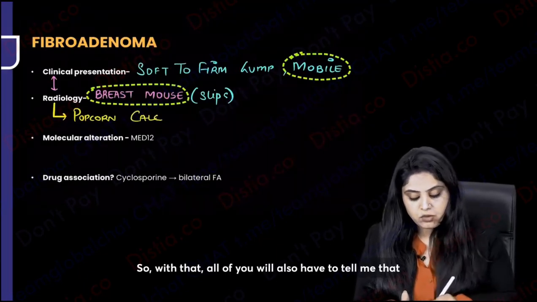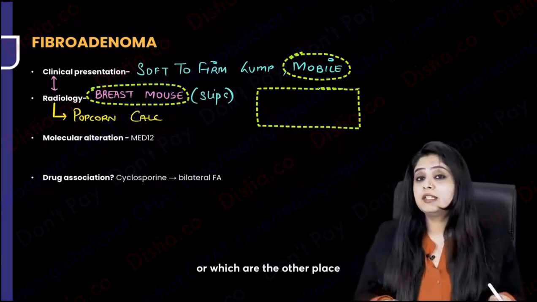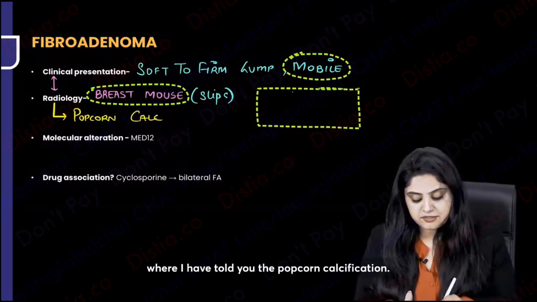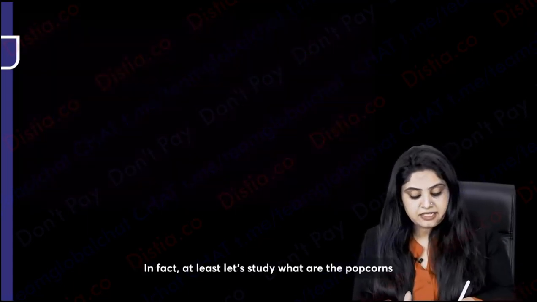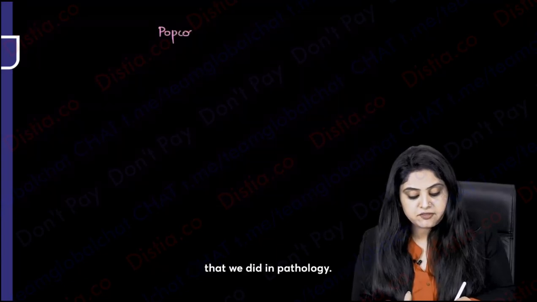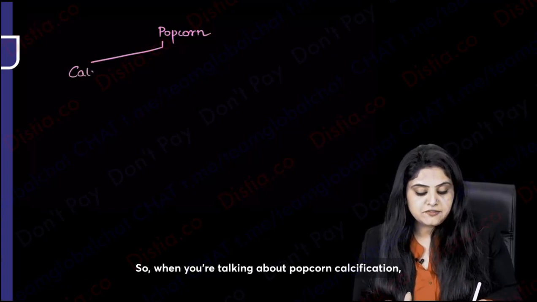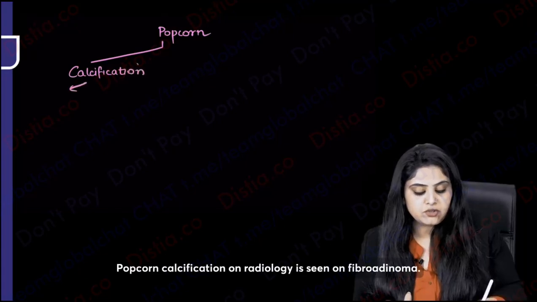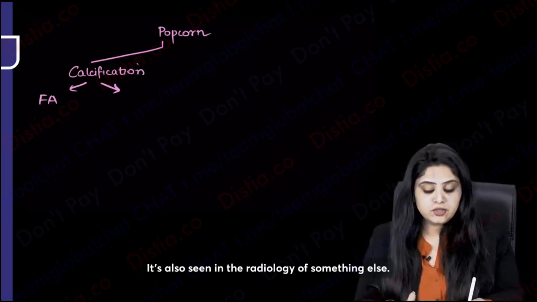So with that, all of you will also have to tell me what are the two places where, or which is the other place where I've told you the popcorn calcification. So of course, we can now study what the popcorns are. In fact, at least let's study the popcorns that we did in pathology. When you're talking about popcorn calcification, actually that's a radiological thing. Popcorn calcification on radiology is seen in fibroadenoma. It's also seen in the radiology of something else.